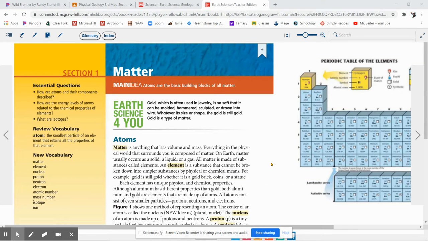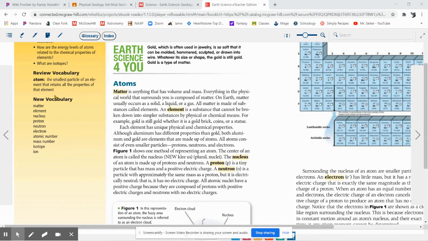Okay, so this is Geology, Chapter 3, Section 1 lecture. First of all, here are the essential questions we're going to have to answer when we're done. A little bit of review vocabulary. Your new vocabulary should actually be a review also, but whatever.